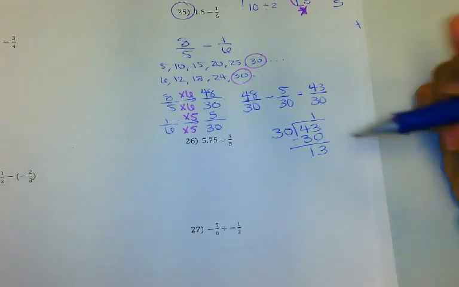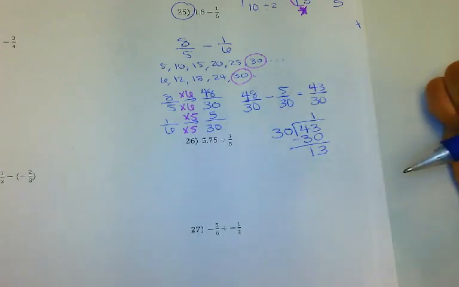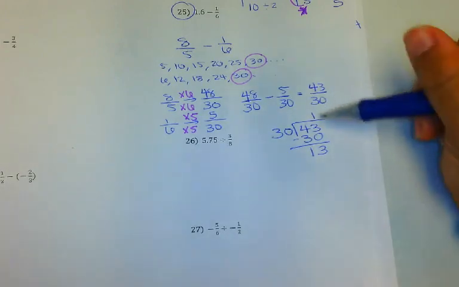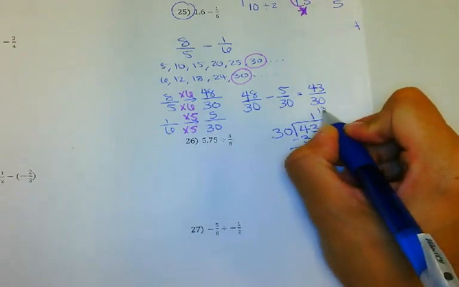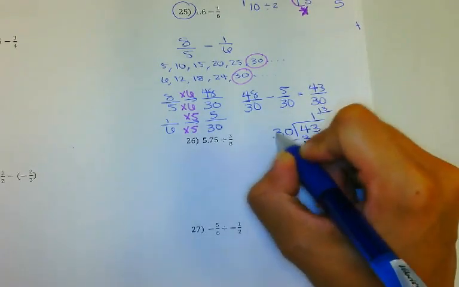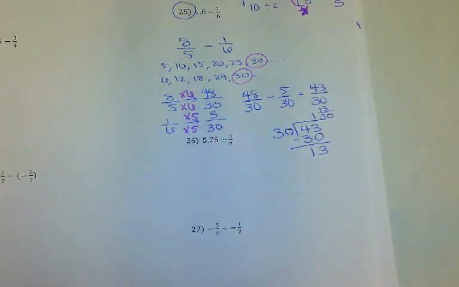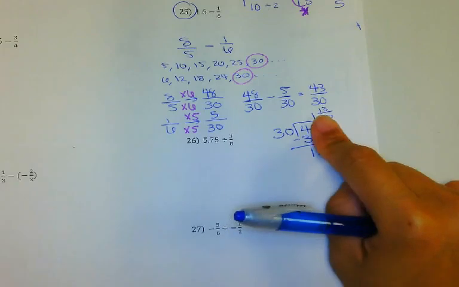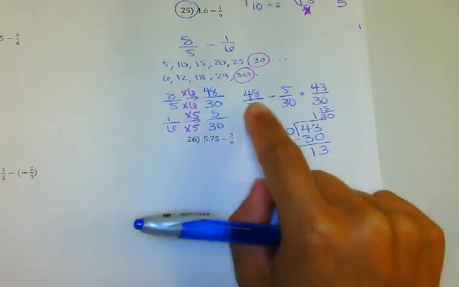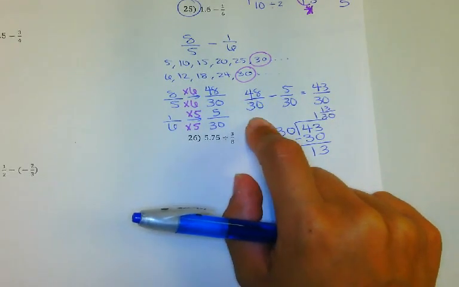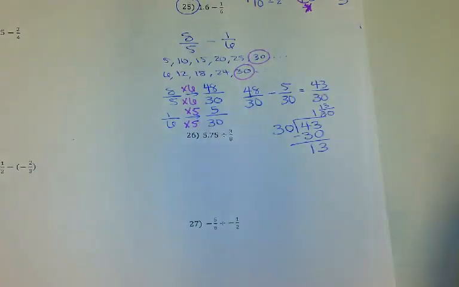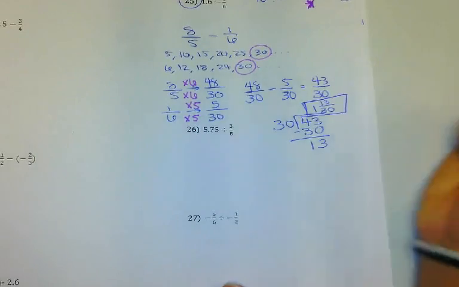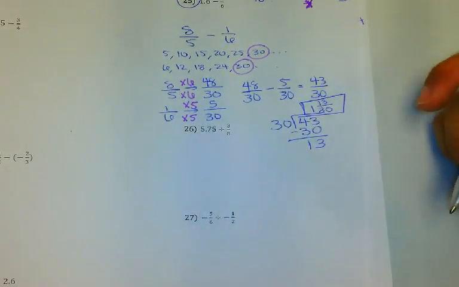Now, I could add a decimal, add a 0, bring it down, turn it into a decimal. I don't want to do that. I want to keep it as a fraction. So my whole number stays. My 13 goes on the top because that's the numerator, and my denominator stays the same. All right. Now, if we look at if it's going to be positive or negative, well, the 48 over 30 is bigger than the 5 over 30, and the 48 was positive, so I know my answer is going to stay positive.